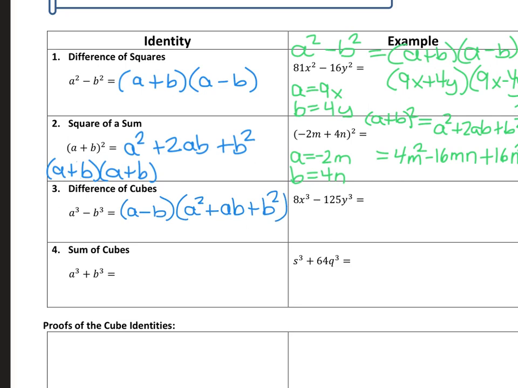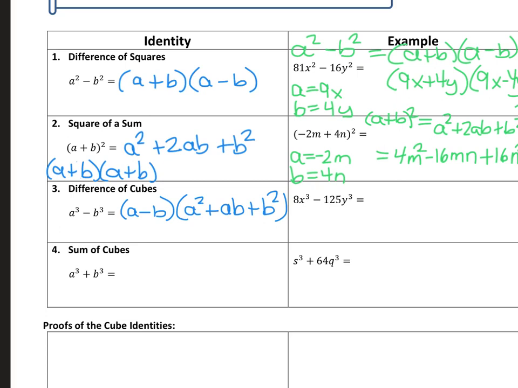So we go over to the right, and I see perfect cubes. So I see the number 8 here, 8 is 2 times 2 times 2. And I see 125 here. That's 5 times 5 times 5. I see x cubed and I see y cubed. So I see the difference of cubes.